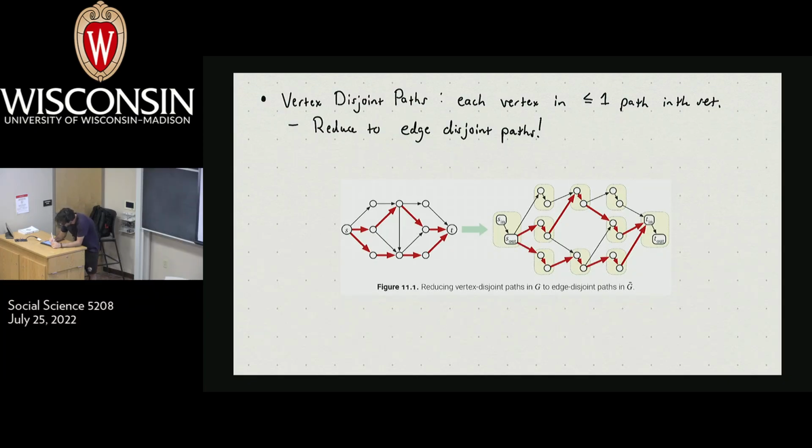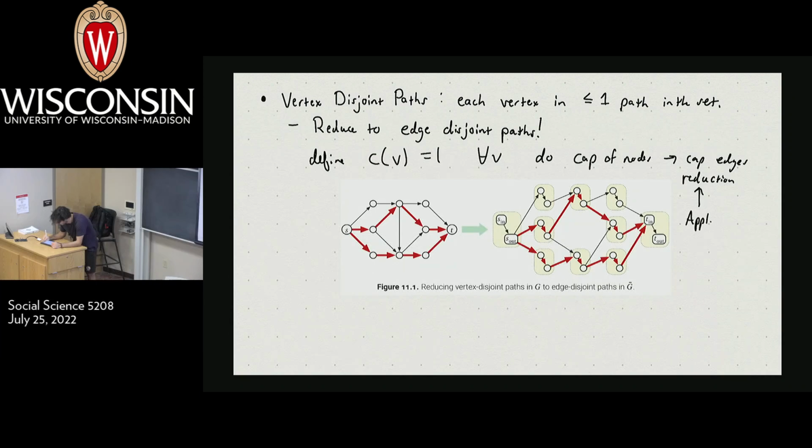Well, basically, we're just going to define the capacity of a node to be 1 for all nodes, and then do the capacity of nodes to capacity of edges reduction, and then apply the edge disjoint algorithm. So that's basically all we have to do. So we need at most one path in each set, so we'll just make the capacity of each node to be 1, so it can't be used more than once. Then once we've done that, well, we can just solve the edge disjoint problem in the graph that converted capacities of nodes onto capacities of edges.